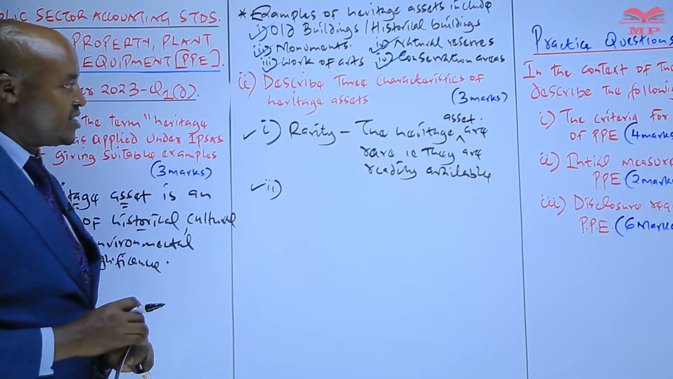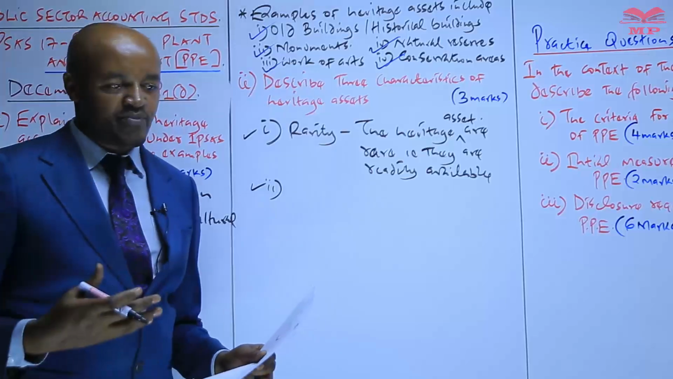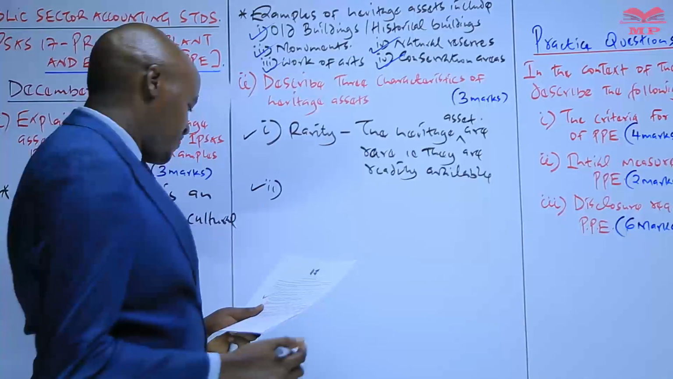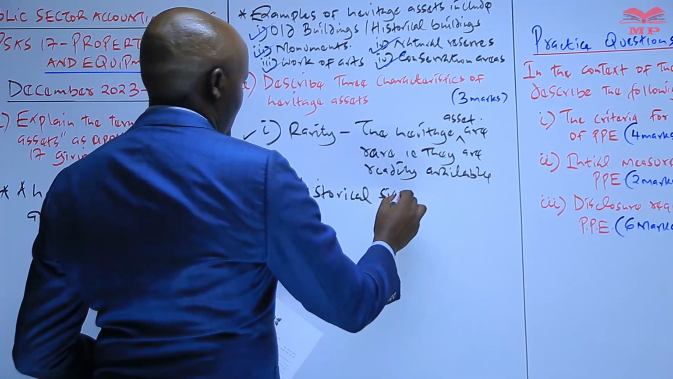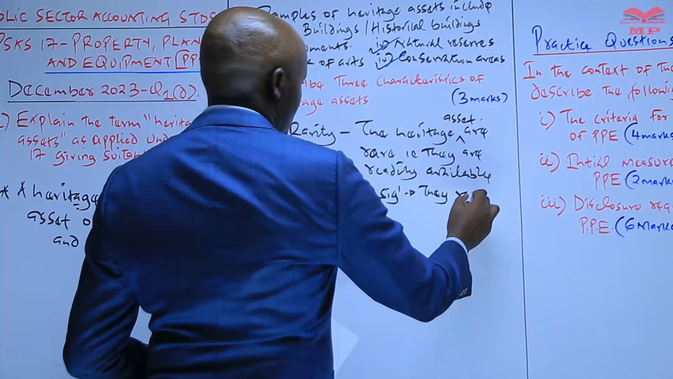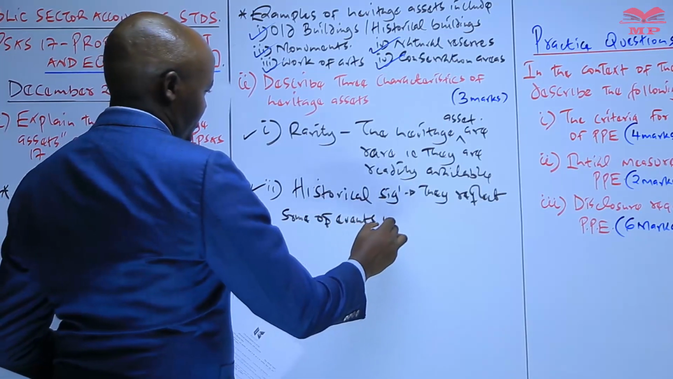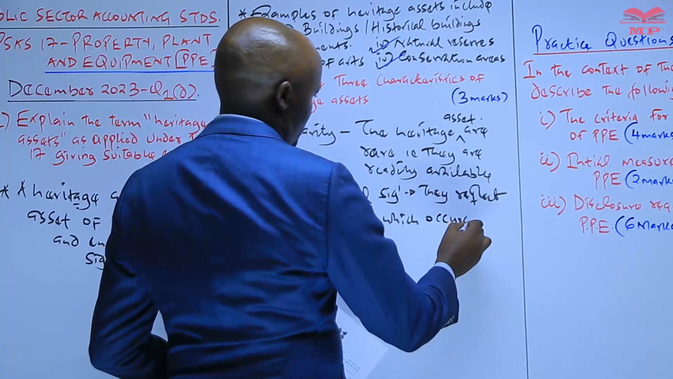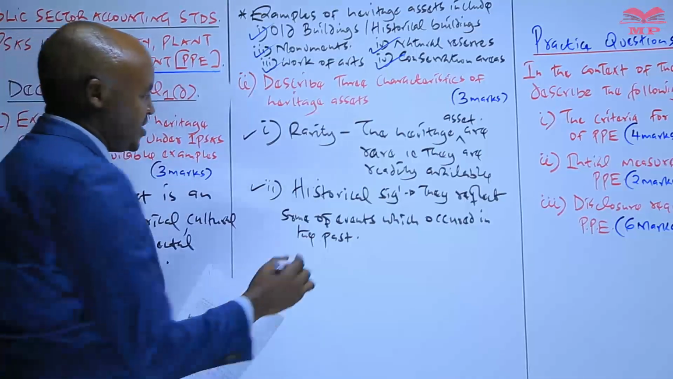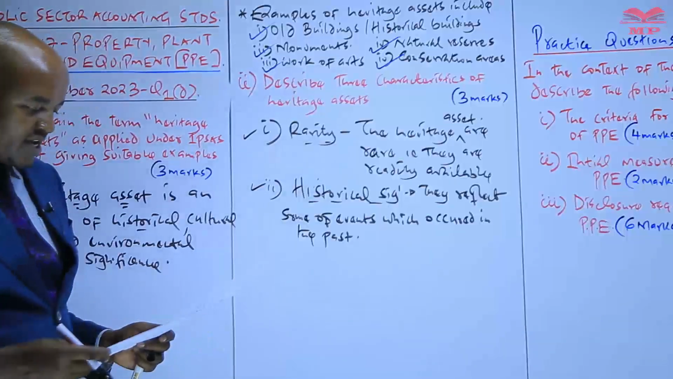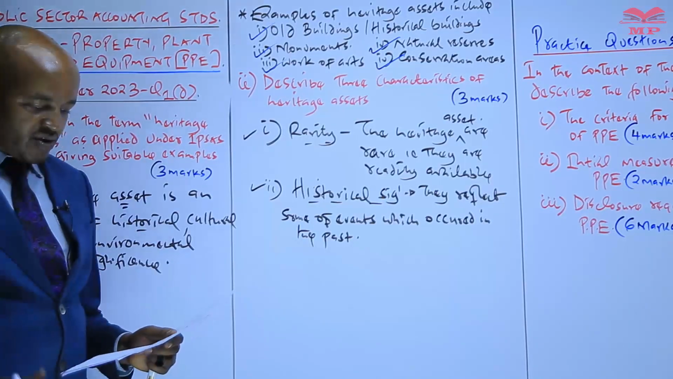Number two is that heritage assets are rich in history. They are rich in what? History. Basically, these assets reflect some of the events which occurred in the past. So in this case, we can talk of historical significance. And we say that they reflect some of the events which occurred in the past. So that is the other characteristic of this heritage asset, that they are rich in history, because they tend to reflect some of the events which occurred in the past.